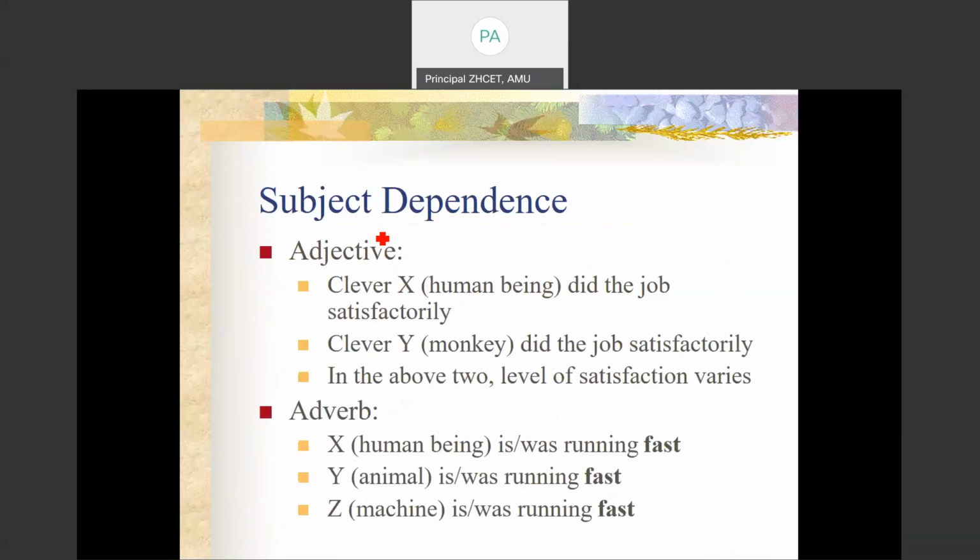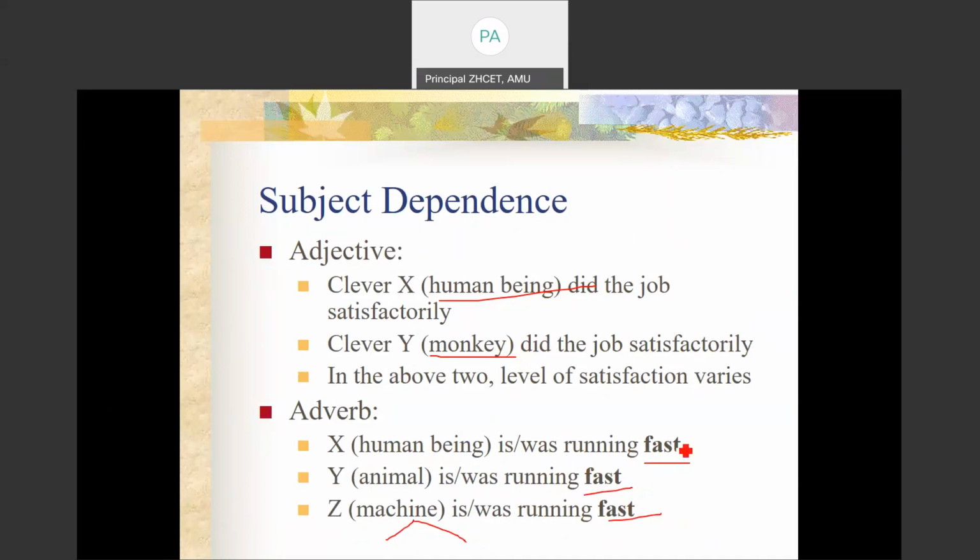Now, subject dependence. If I say clever X did the job satisfactorily and clever Y did the job satisfactorily, where X is a human being, Y is a monkey, their cleverness should differ. They're not equal. In the above two, the level of satisfaction varies. Now X, a human being, was running fast, Y, an animal, was running fast, Z, a machine, is running fast. Again, a machine could be a car or a computer. So what do you mean by fast in all these cases?